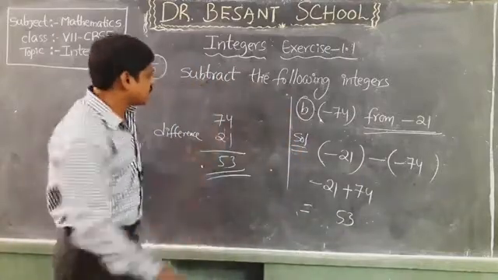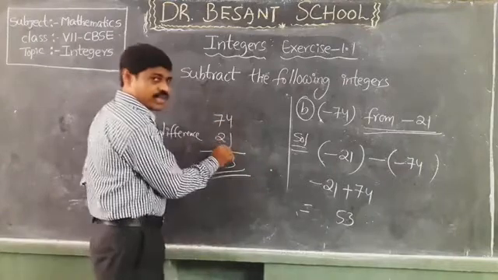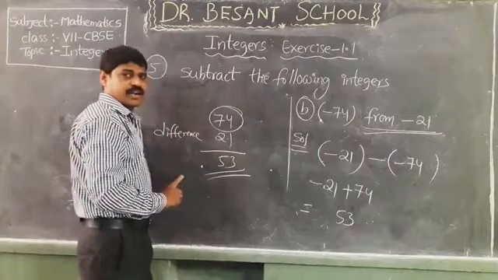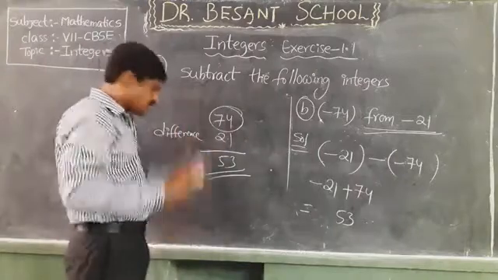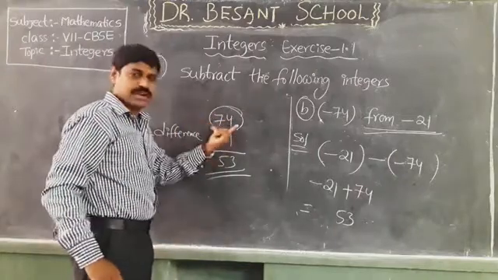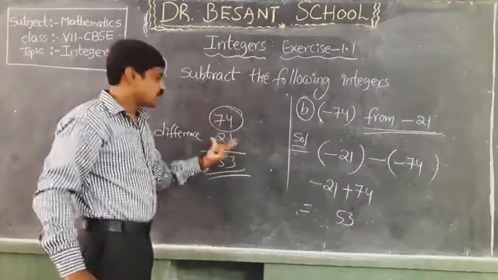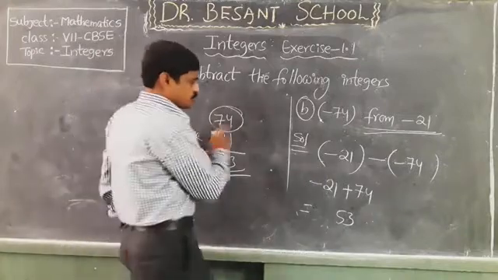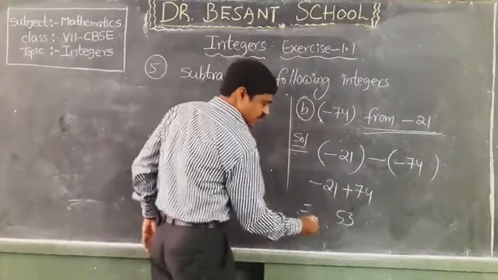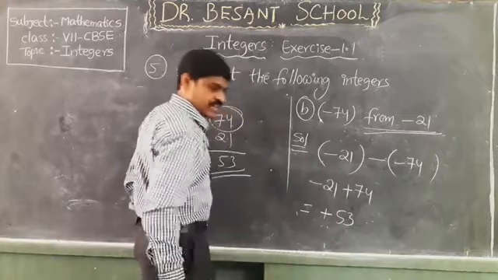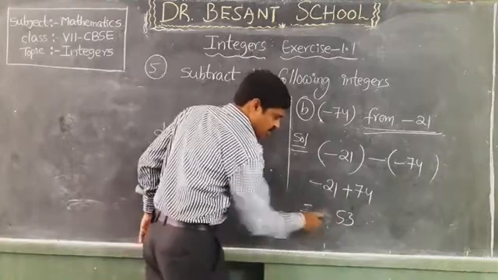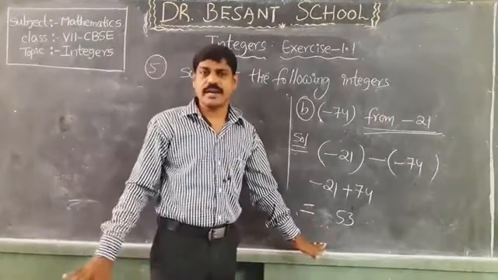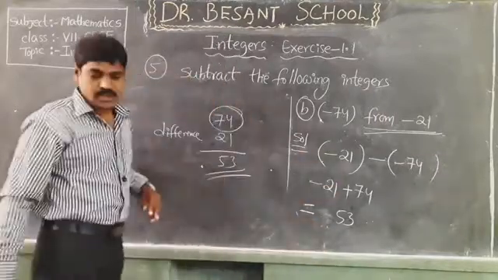Next, observe here, comparing 74 and 21. Which number is big? 74 is greater than 21. We know that. According to the sign, I'm comparing just these two, 74 and 21. 74 is greater. So 74 has which sign? Positive sign, plus. So that's the reason we have to write plus 53, only 53 is also correct. Understood or not? So this is the B solution.